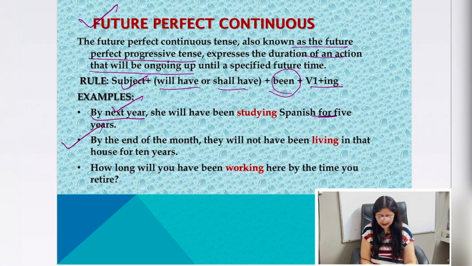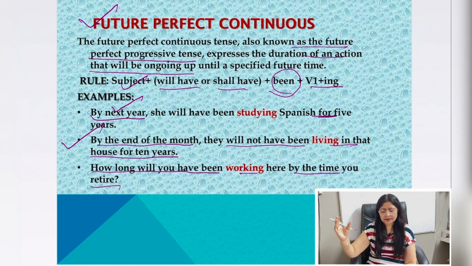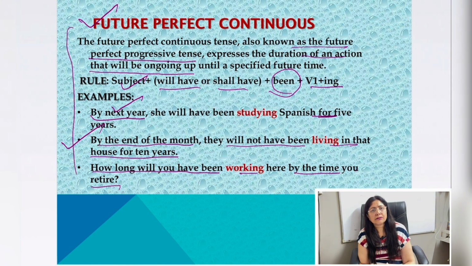By the end of the month they will not have been living in that house for 10 years. How long will you have been working here by the time you retire? So by the time you retire is something in future, and starting from there, what you will have been doing till then. Again, very rarely used, but we must know the rule for how to attempt this tense.